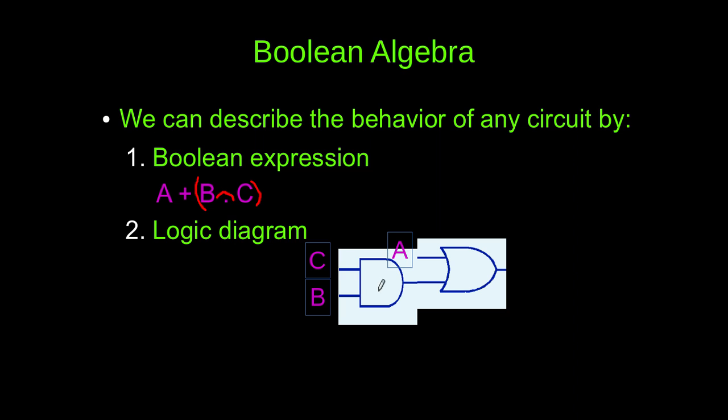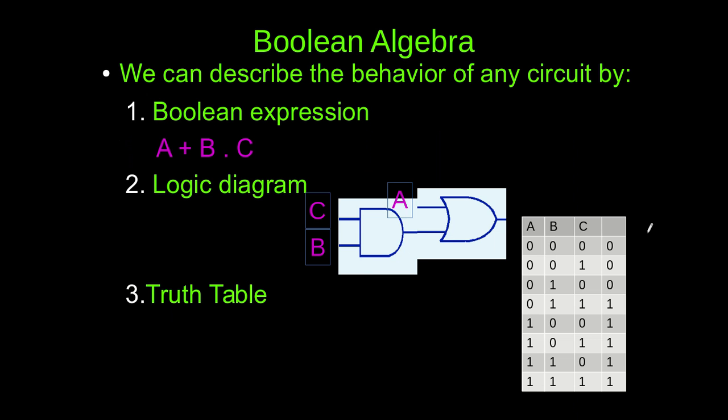So this is an AND gate, this is an OR gate. The output of this AND is ORed with what? With A. So Boolean expression, logic diagrams, and truth table. This is the truth table of this. What I mean by truth table is, let's put this should be F. A truth table describes the behavior of this circuit.